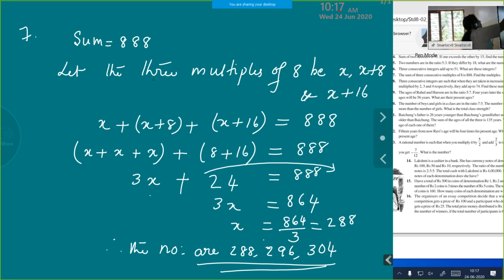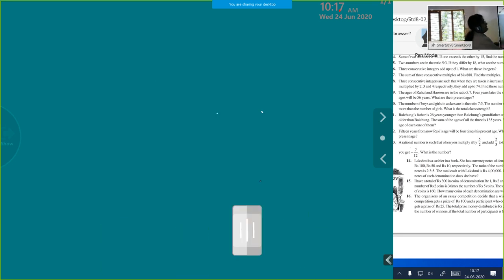Okay. Now let's move to the next question. Children, you should have the textbook with you, and please read the question along with me when I read it. Okay, you can read it in your mind. 3 consecutive integers are such that when they are taken in increasing order, multiplied by 2, 3 and 4 respectively, they add up to 74.